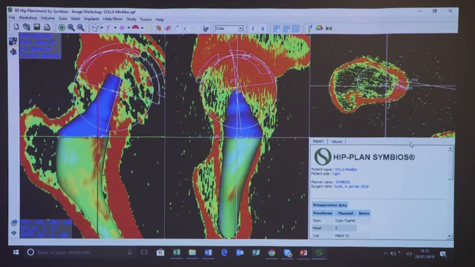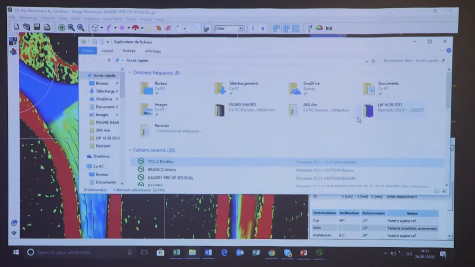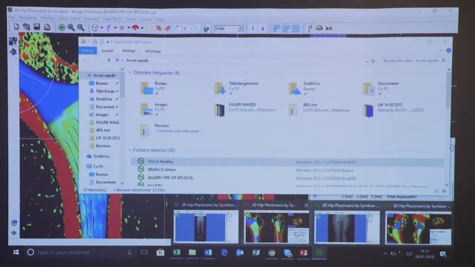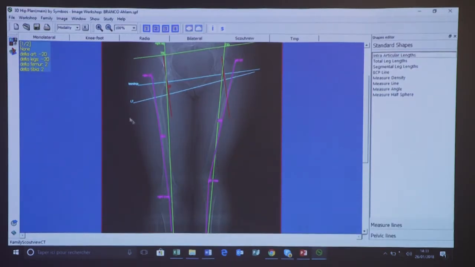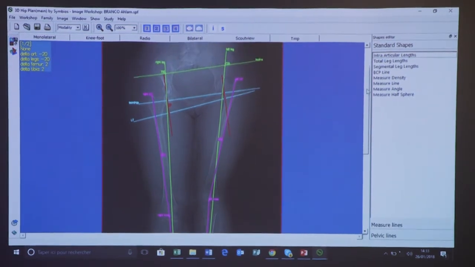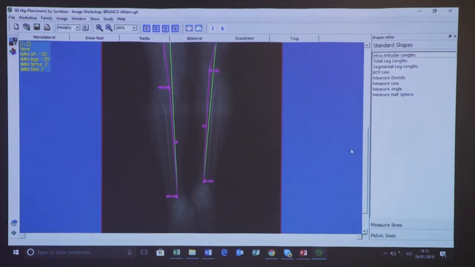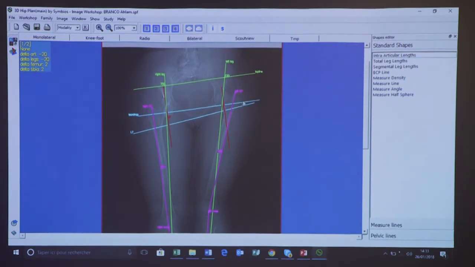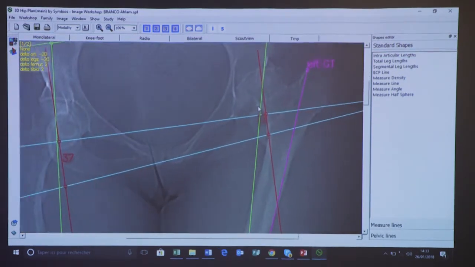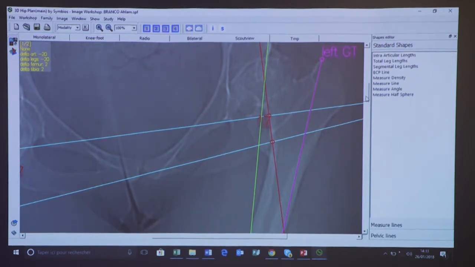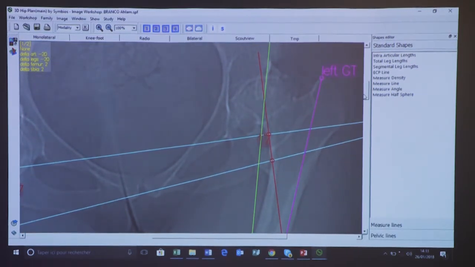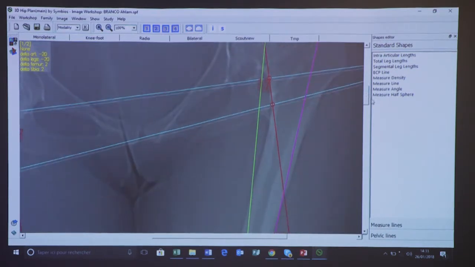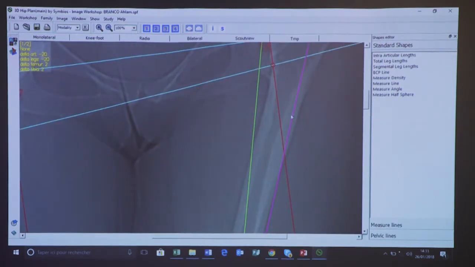Okay, so let's finish with the final case, final DDH. This one, yeah, very interesting. She's a very young lady. Very interesting because at the first glance, what we can see here is that this patient does not have a dislocated hip. We can see that the femur is narrow, it's true.